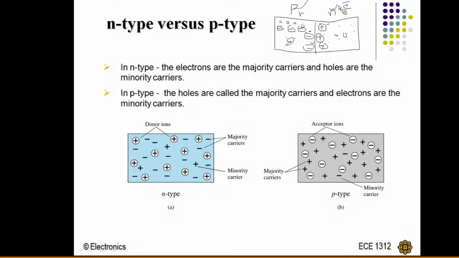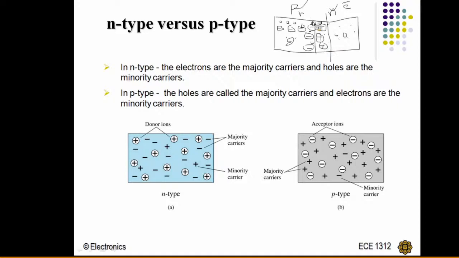Now initially, if I am not applying any bias on the p type material, what is going to happen? Here the negative ion is there with your hole. Here the positive one is surrounded by the electron. Now these electrons and holes will be very near. What is going to happen? This electron and hole pair recombination will take place, and they will disappear.